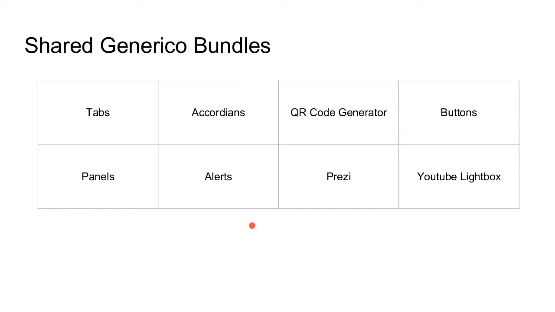Now, it's actually possible to share your Generico bundles. There are Generico bundles for making tabs in HTML areas or accordions in HTML areas. There are variables for making QR code generators, templates for making QR codes, making just nice Bootstrap buttons, Bootstrap style panels and alerts, for embedding Prezi, YouTube lightboxes. There's lots of little things.